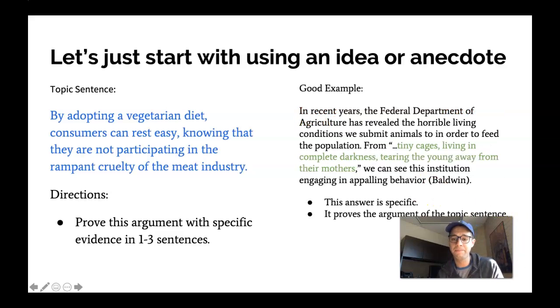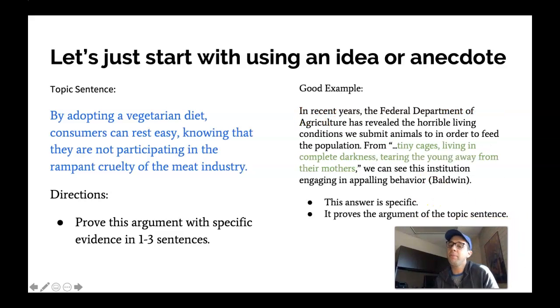Here's a good example. In recent years, the Federal Department of Agriculture has revealed the horrible living conditions we submit animals to in order to feed the population from, quote, tiny cages living in complete darkness, tearing the young away from their mothers. We can see this institution engaging in appalling behavior. And then I give the author of who said that, the last name of them, Bulbo, right?